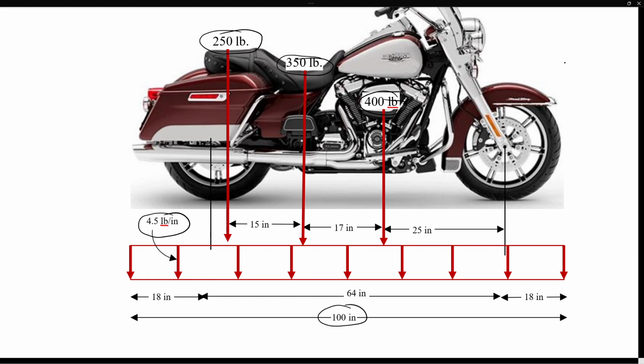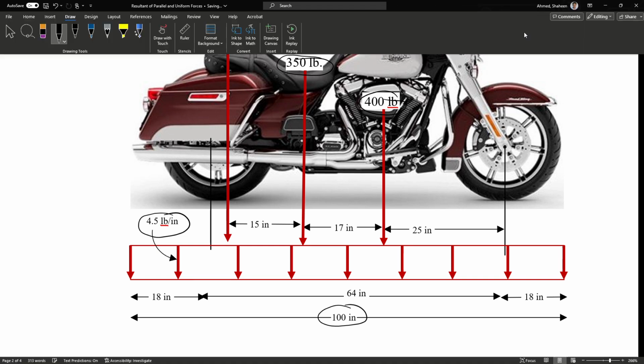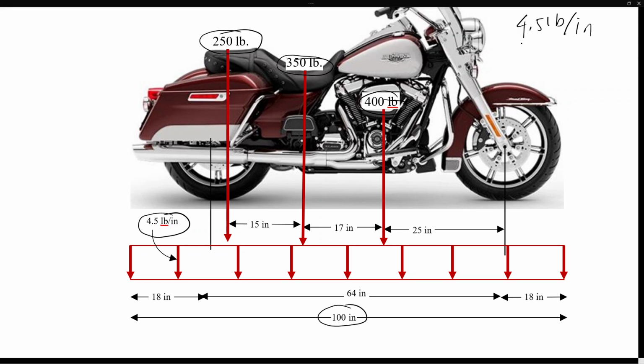Now total weight is easy to calculate. So for the uniformly distributed load, you have 4.5 pounds per inch, and the total motorcycle is 100 inches long, so you multiply by the 100 inches, so it becomes 450 pounds total chassis weight, and that will act in the middle. So it will act exactly 50 inches from the left or from the right, so whatever way you measure it.